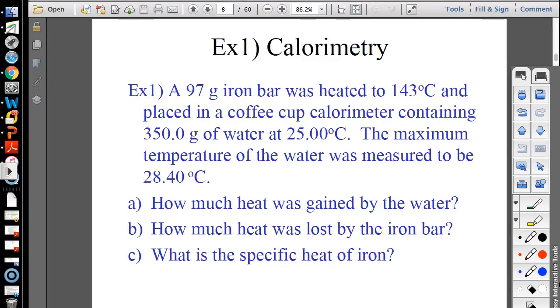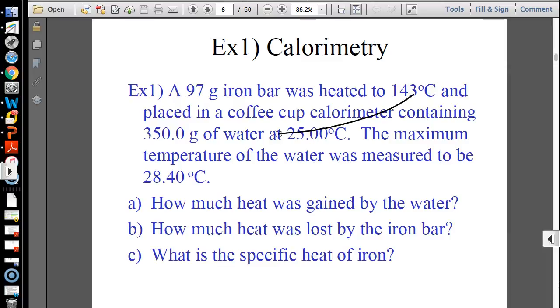A 97-gram iron bar was heated to 143 degrees Celsius, placed in a coffee cup containing water at 25 degrees. The maximum temperature of the water was measured to be 28.4. Here's the deal. The iron is going to go from 143 to 28.4. The water is going to go from 25 to 28.4. Water has a specific heat capacity of 4.184. Iron, we don't know. It's asking for the heat gained by the water and the heat lost by the iron.